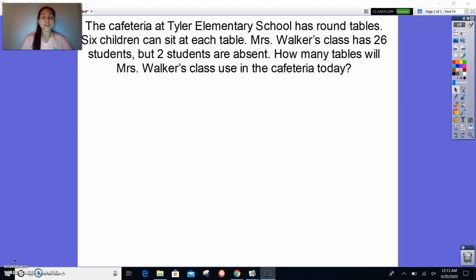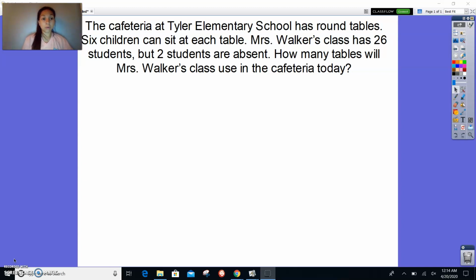Hello, hello. Okay, so we are going to be working through this multi-step word problem using our cube strategies. I'm doing this so that you can remember how to do the cube strategies, okay?